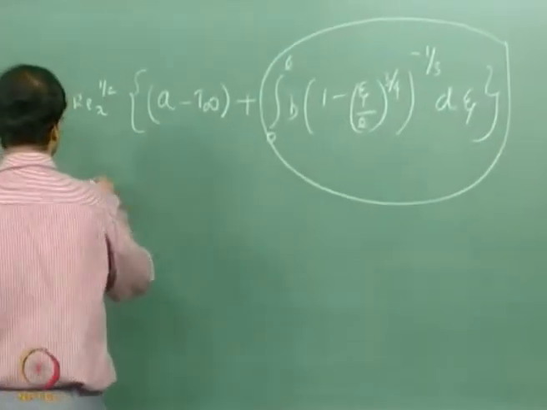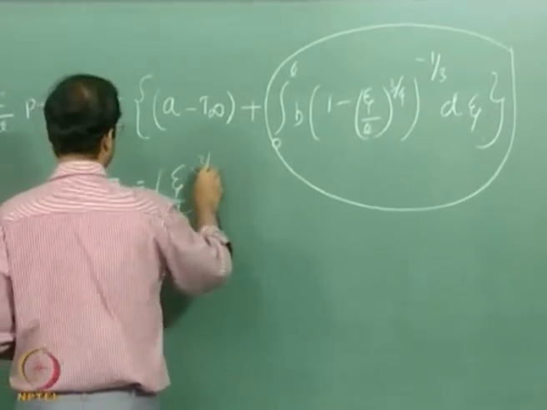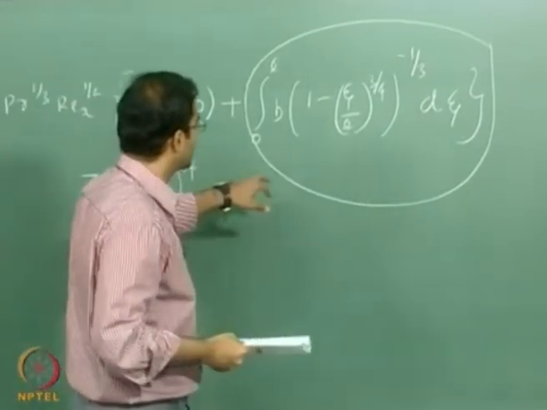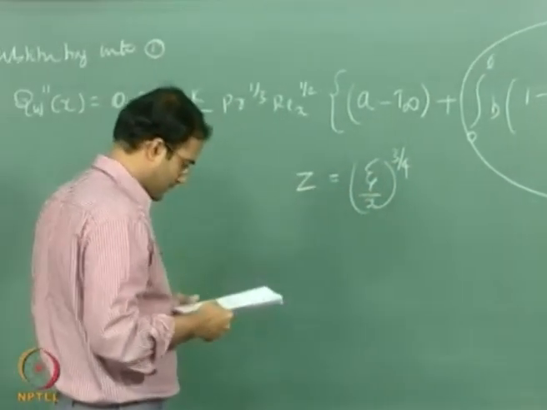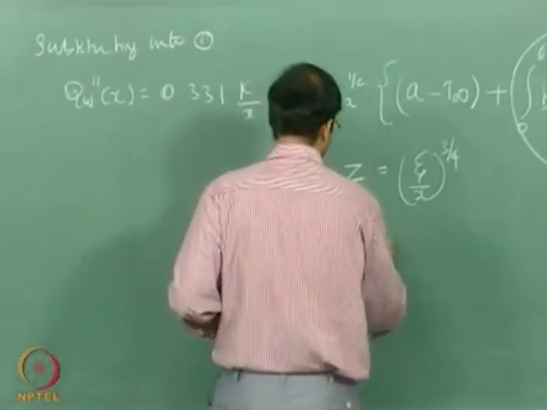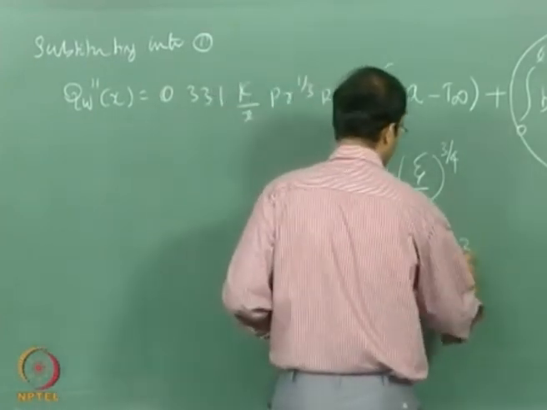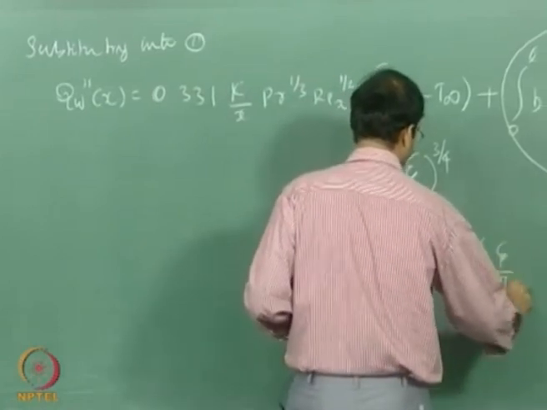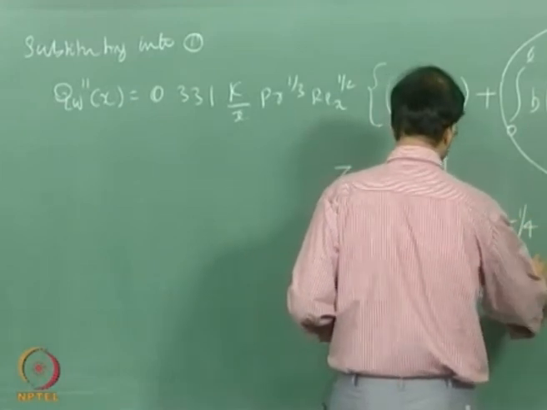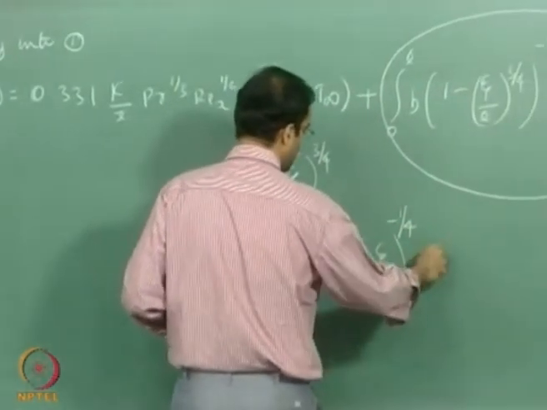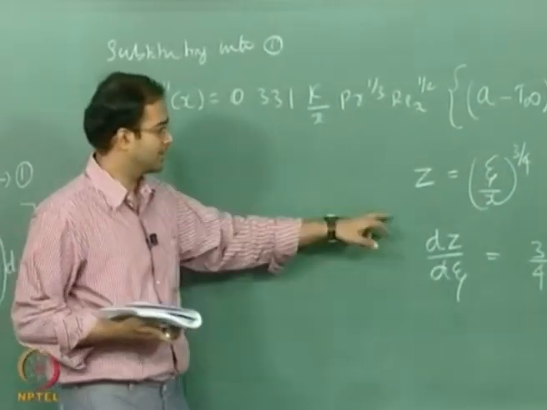So we can assume a variable z which is equal to zeta by x to the power 3 by 4. I am just going to transform the variables again. So I am saying that zeta by x to the power 3 by 4 is equal to some other variable z. Therefore dz by d zeta should be equal to 3 by 4 zeta by x to the power 3 by 4 minus 1, which is minus 1 by 4, and with respect to d zeta, x is a constant, so it will be 1 by x. So this is my derivative.